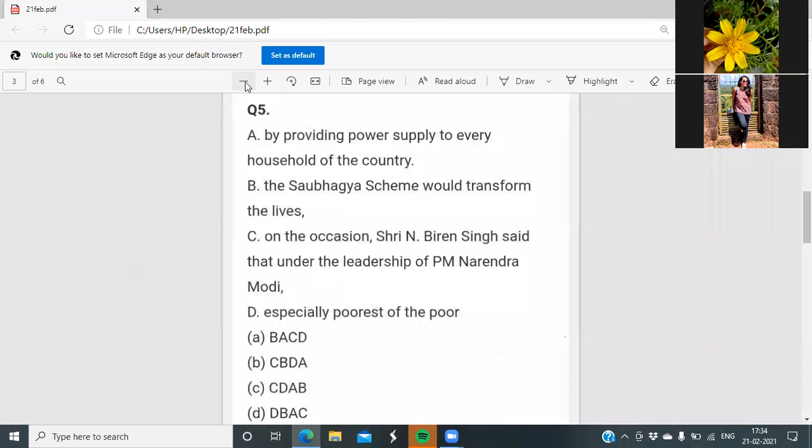So here is the fifth question. By providing power supply to every household of the country, the Saubhagya scheme would transform the lives. On the occasion, Shri N. Biren Singh said that under the leadership of PM Narendra Modi, especially poorest of the poor. Again, this is easy. What's the correct option?